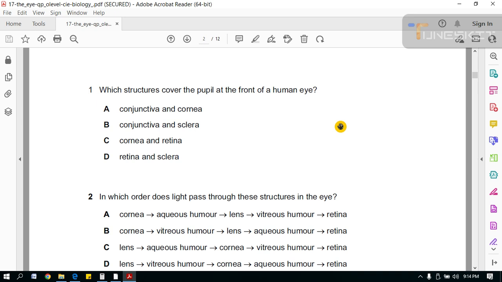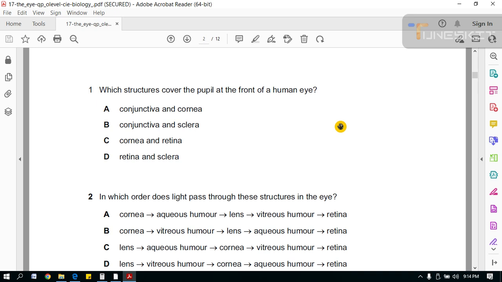So the first MCQ is, which structures cover the pupil at the front of the human eye? There are four options: Option A is conjunctiva and cornea. Option B is conjunctiva and sclera. Option C is cornea and retina. Option D is retina and sclera.